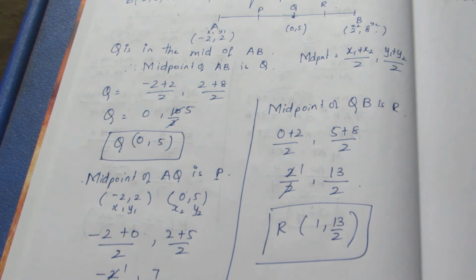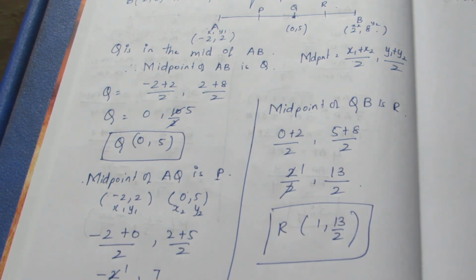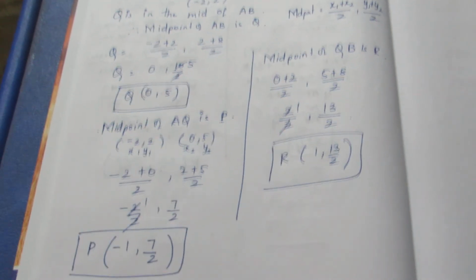Always write the answer at the bottom as P, Q, R. We have found all three points. So that's all with the sum.